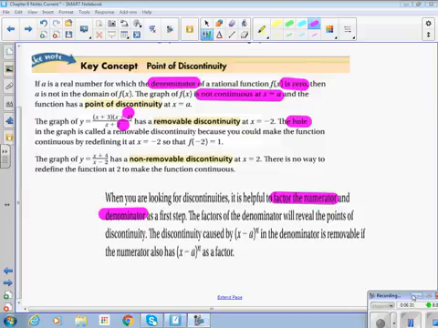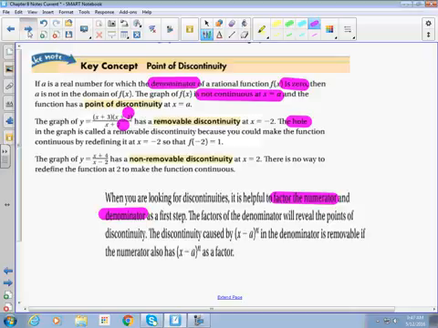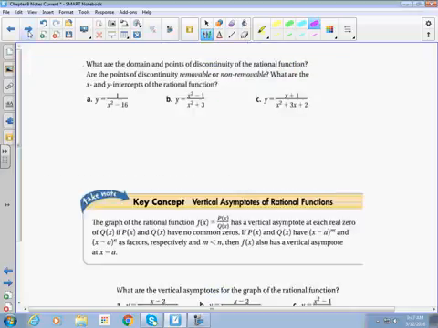All right, now that we have all this information, let's go ahead and apply it to some math problems. Yay! What are the domain and points of discontinuity of the rational function? Are the points of discontinuity removable or non-removable? What are the x and y intercepts of the rational function?